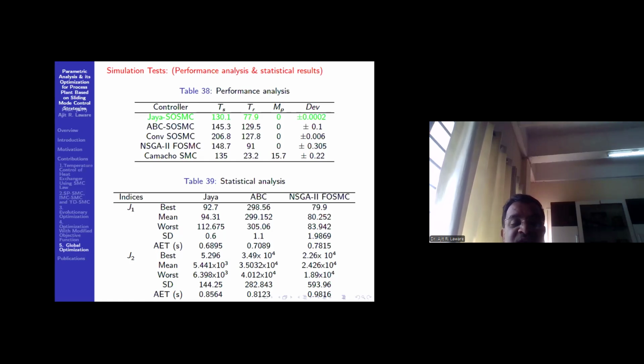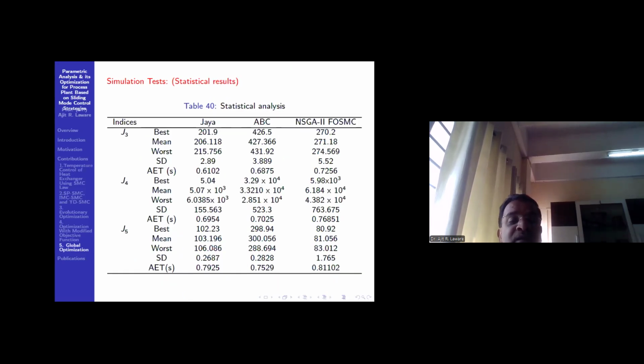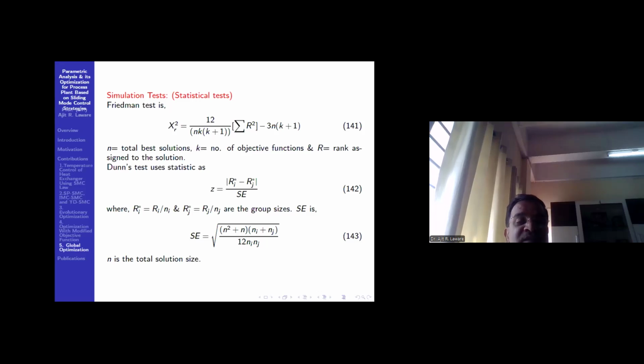Then I have carried out the statistical analysis between Jaya, ABC and NSGA2: best, mean, worst, standard deviation, and average evaluation time also. So for the Jaya algorithm, if you observe, you will get a less average evaluation time. Up to J5, that means for 5 objective functions, I have carried out the statistical test. Also the Friedman test, Dunn's test, p-value test, and CET test I am finding as statistical tests to confirm which algorithm is the best one.